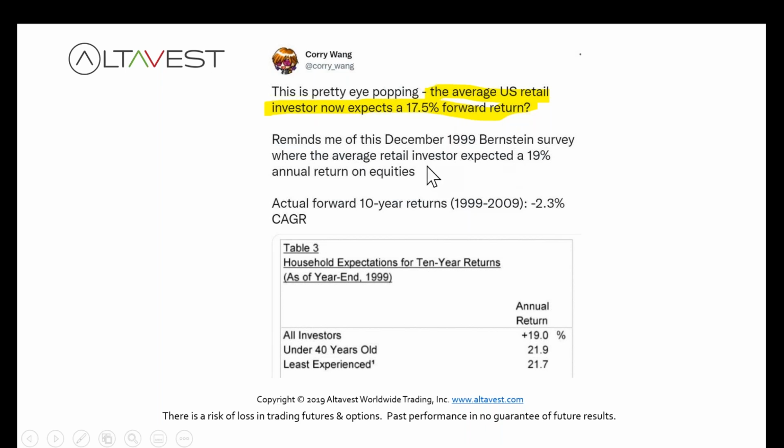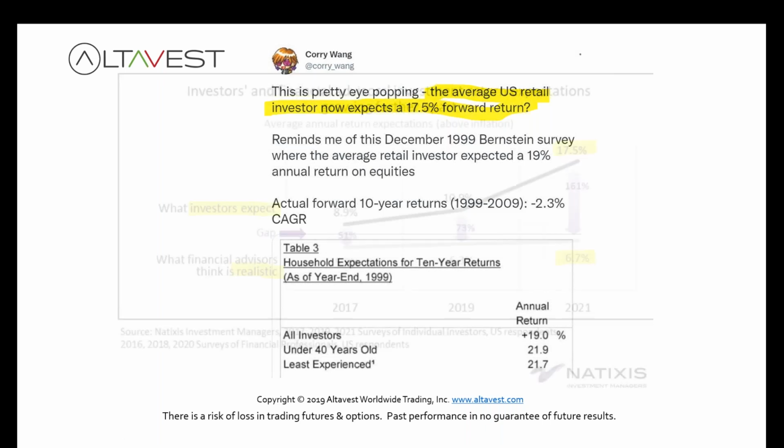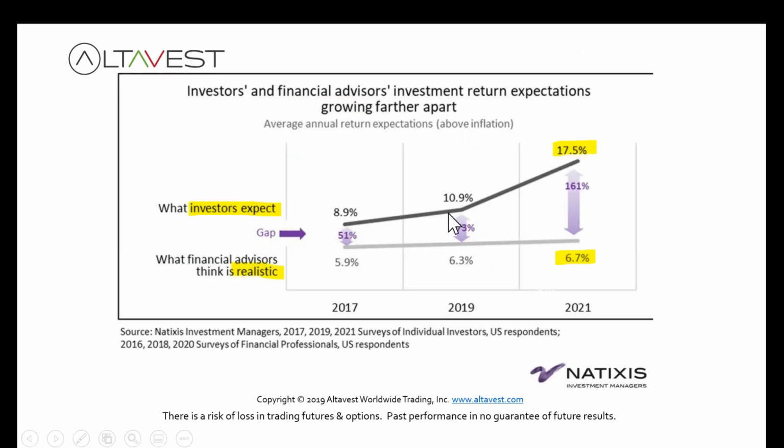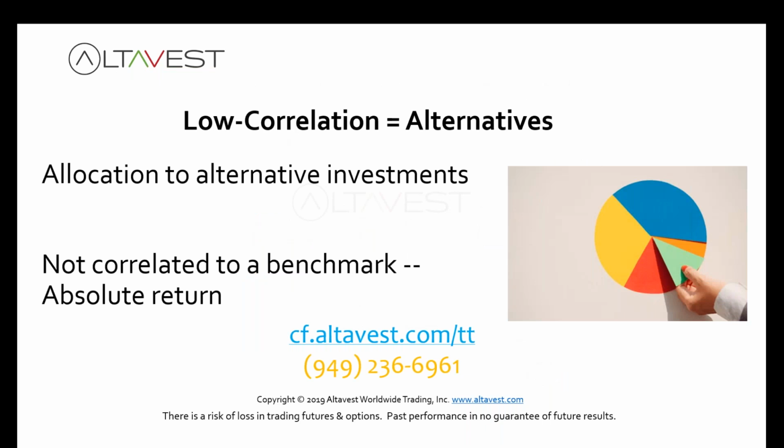And I do have some time. Let me just make a comment here. In December of '99, the average retail investor expected a 19% annual return on equities. And what were the next 10 years like? Negative 2.3% compounded annualized growth return. So we've seen this story before. So here, investors expect this 17.5% return, but realistically, advisors say more like 6.7%. And that would be above inflation. So a lot of work there, folks. So we like the low correlation that alternatives offer, such as what we're talking about.